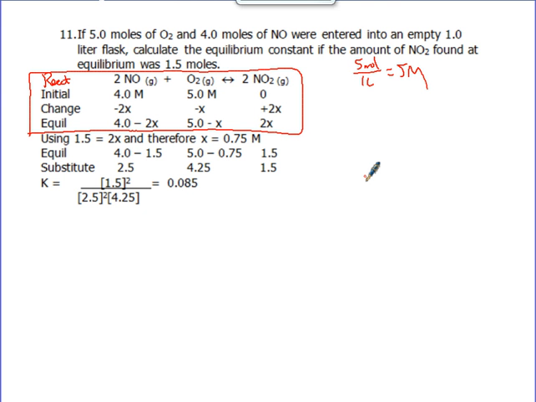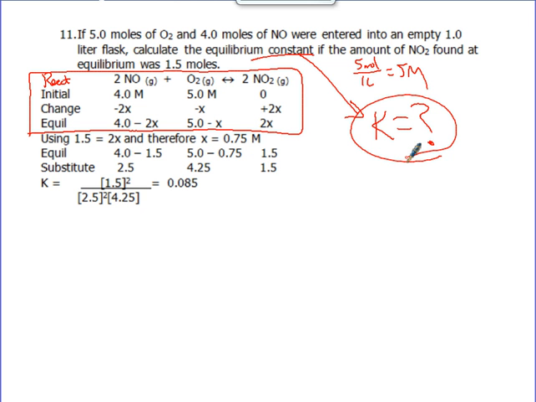And then I would set up the rest of my RICE table: subtract 2x, subtract x, add 2x. At equilibrium, this would be 4 minus 2x. This would be 5 minus x. This would be 2x. Now my RICE table's set up, and I haven't finished reading. Calculate the equilibrium constant. Whoa, we're solving for K.